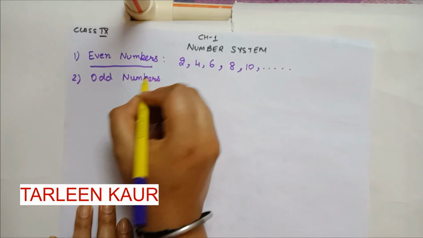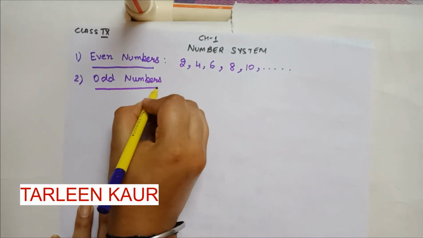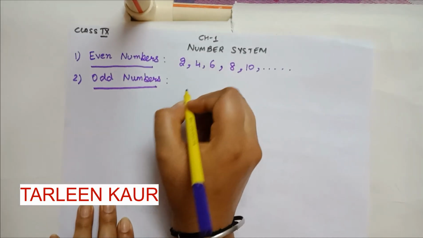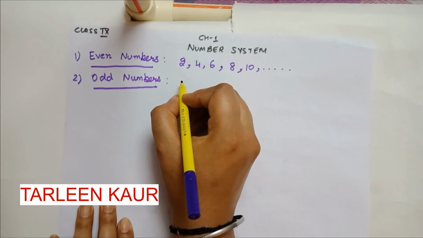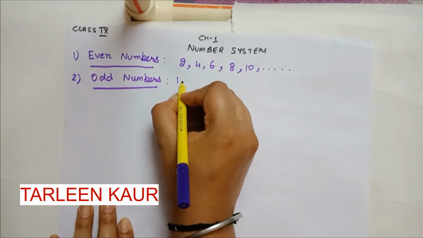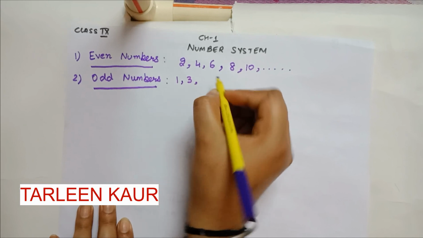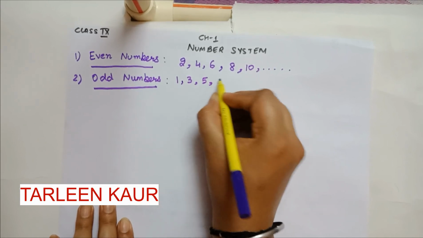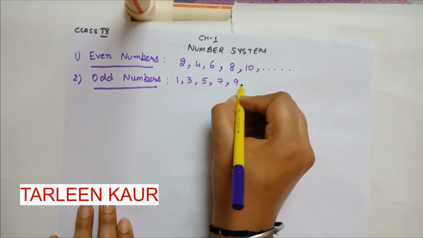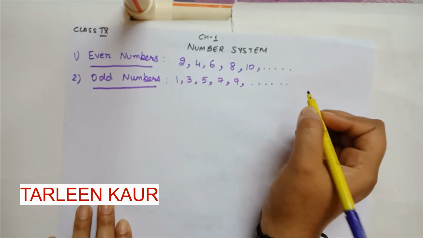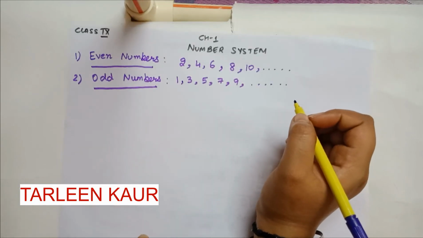Second, odd numbers. Odd numbers are those which do not come in the table of 2. 1, 3, 5, 7, 9 and so on. These are all called odd numbers.